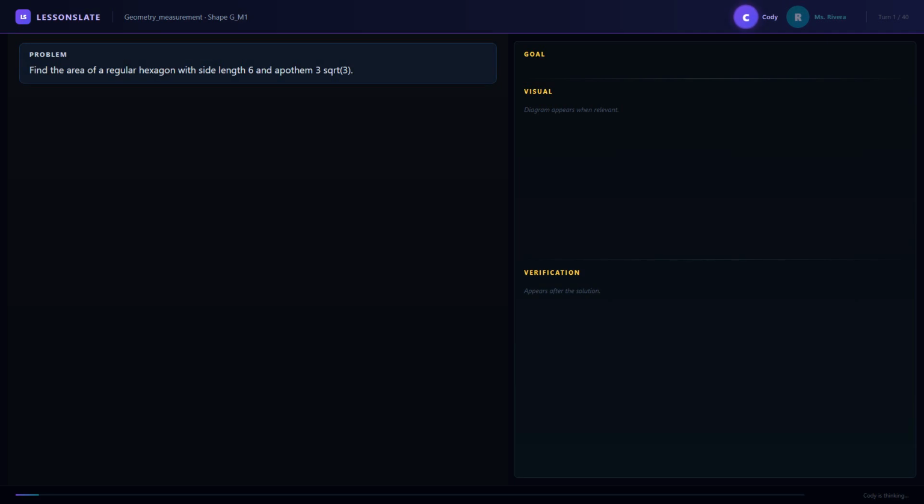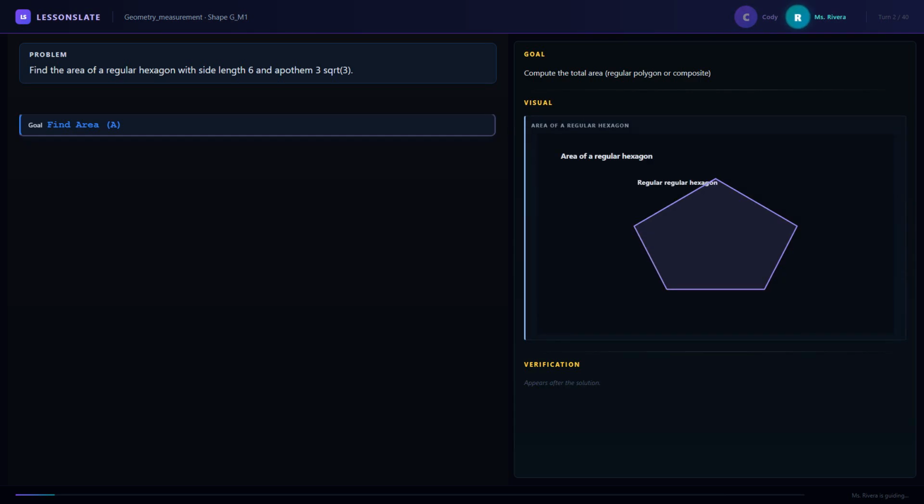Ms. Rivera, I've been trying two different ways to figure out the area of this regular hexagon, and I'm just getting confused. The problem says to find the area of a regular hexagon with side length 6 and apothem 3 square root of 3. I keep thinking I should use the general polygon formula, but then I wonder if there's a specific hexagon one I'm forgetting. It's tough to decide which path to take.